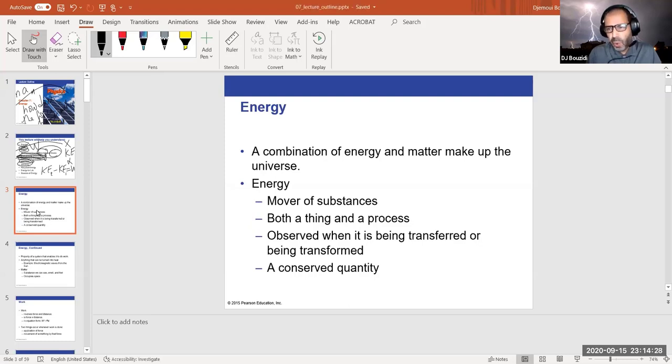Matter as we know it, both matter as we see it and the so-called dark matter. I don't know if we will have a chance to get into it or not. Those are both forms of matter, material objects. And then there is energy. And again, there is dark energy to go with it, okay?